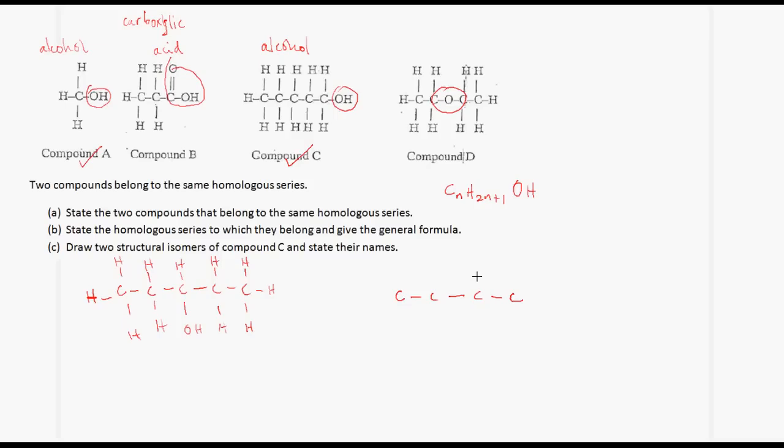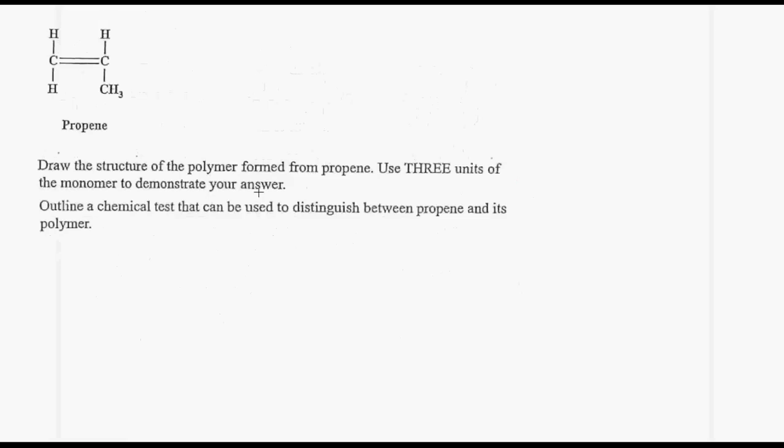And what we can do is probably shift one of the carbon atoms. So this structure here will represent another isomer. Okay. And then this next question, we have propene, which is represented by this molecule or this displayed formula. It said draw the structure of the polymer formed from propene. Use 3 units of the monomer to demonstrate your answer.